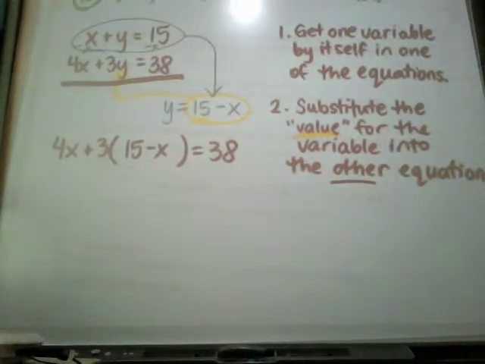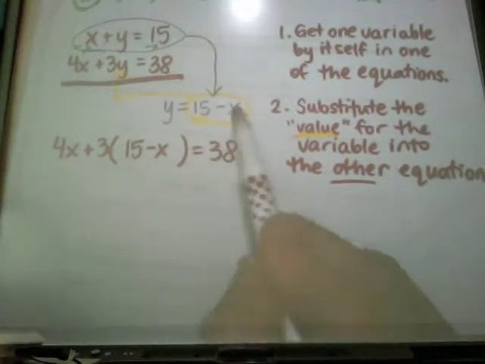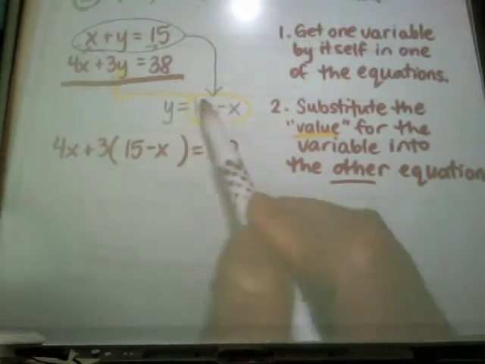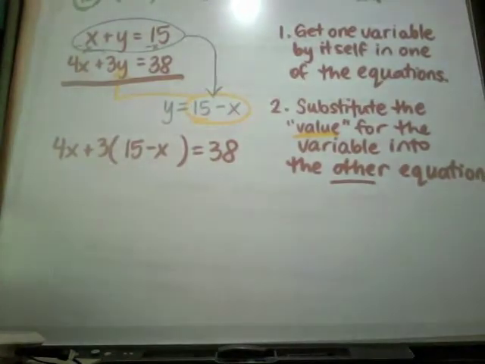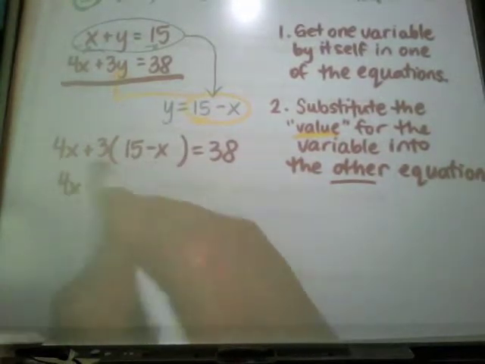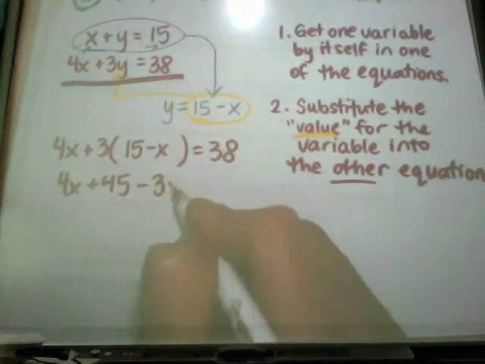So again, we get one variable by itself. We take this value that that variable is equal to, and we take that amount and plug it in for that variable that's all by itself in the second equation. Now, let's simplify. We need to do the distributive property. 3 times 15, 45. 3 times negative x, negative 3x.